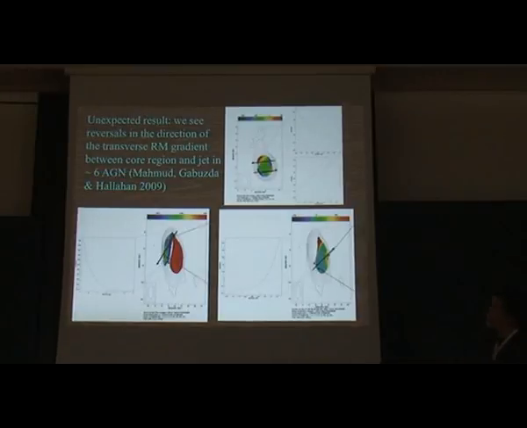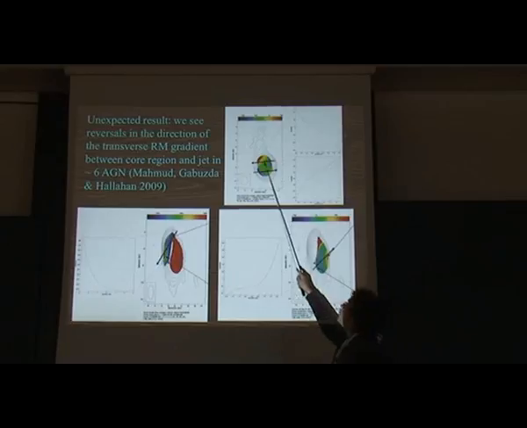Now, there are a couple of unexpected results that we've got that I want to bring to your attention. One is that in a number of these sources, about 6 or so, we found cases where we find transverse Faraday rotation gradients in a couple of different regions, say in the core region and a little bit out in the jet, pointing in opposite directions. This is one example here.